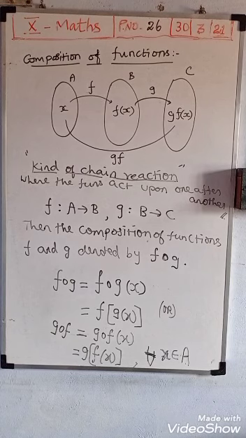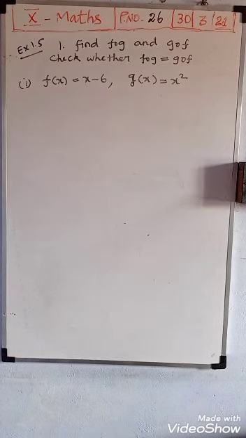Okay, see exercise 1.5, first problem. Find f composition g and g composition f. Check whether they are equal or not. Which one? F composition g and g composition f, equal or not. The question is given, first part: the function f of x is x minus 6, g of x is x square.